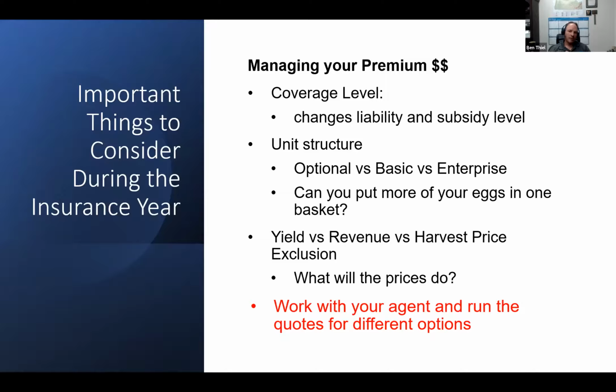But overall, work with your agent. Your agent can run you quotes for the different options. And I have a slide kind of at the end where you can actually run your own quotes.